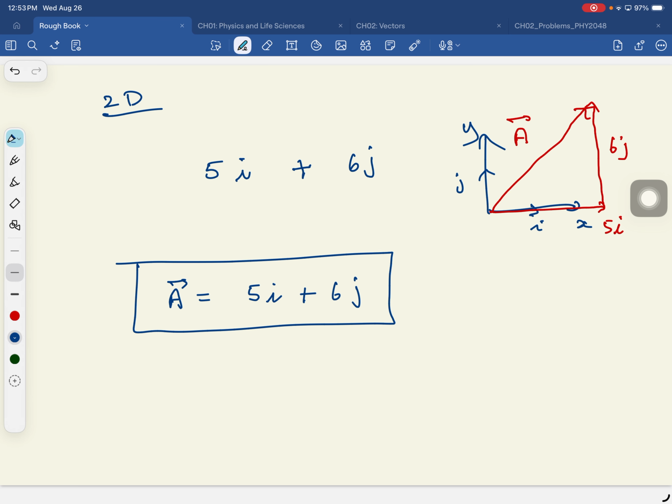Now this is a useful way of writing vectors, because if you learn how to write vectors like this, you can add, subtract, and multiply them easily. All right, so let's use some terminology. Here's a vector. We've written it in terms of these unit vectors. This is called the x component of the vector. This is called the y component of the vector.